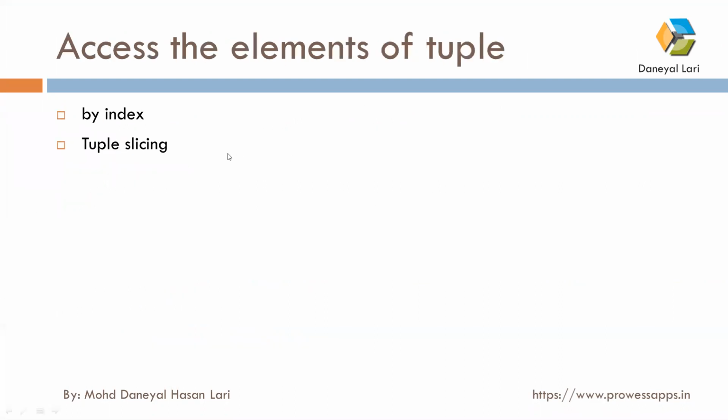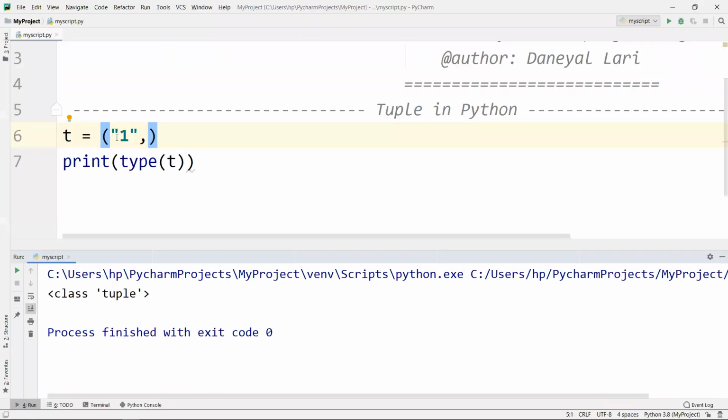How to access the elements of the tuple? You can access the elements by indexing and by using tuple slicing. We have already learned in the list as well as in the string how to access the elements by indexing and by slicing. So one more time, I'll just repeat here.